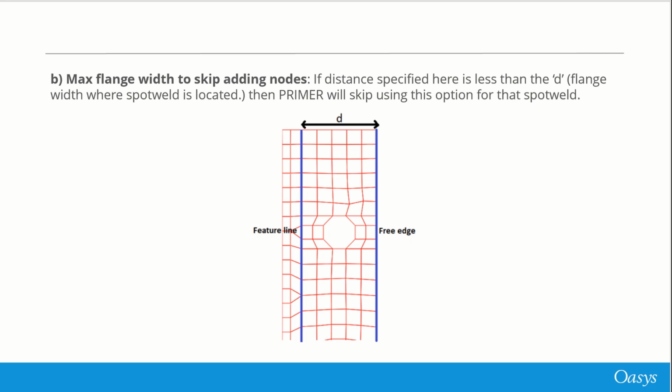The second sub-option is maximum flange width to skip adding nodes. If the distance specified for this sub-option is less than d, which is the local flange width where the spotweld is located, then Primer will skip adding any new nodes for that particular spotweld. As this new option is more useful for narrower flanges, this sub-option allows users to control for which spotwelds the new option should be used.